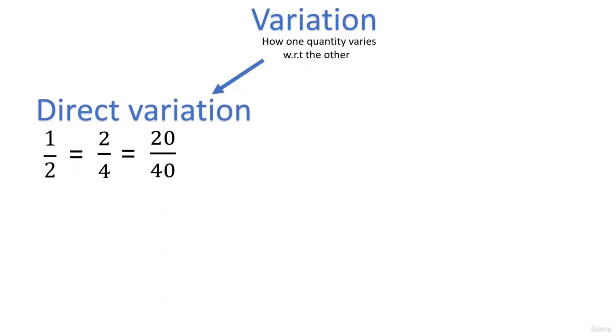Okay, this is exactly the meaning of direct variation, guys. When one quantity increases, the other quantity also increases by that same factor. When one quantity reduces, like 20 to 2, it became 1/10, the second quantity will also reduce by that same factor, 1 by 10th. And this is what we mean by direct variation.